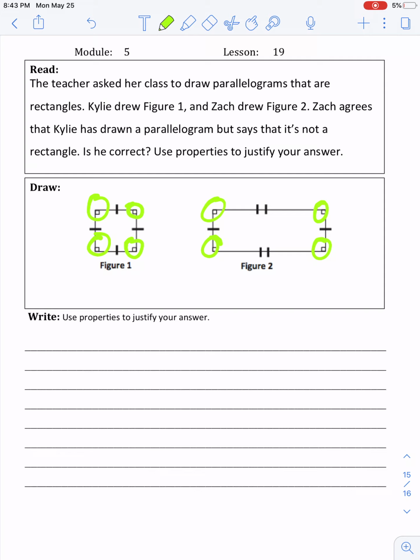So sometimes we get confused because guess what, you guys? A square is a rectangle, but a rectangle is not a square. And a rectangle is not a square because with a rectangle, the side lengths are not the same. So I hope you made sure to use those properties to justify your answer.